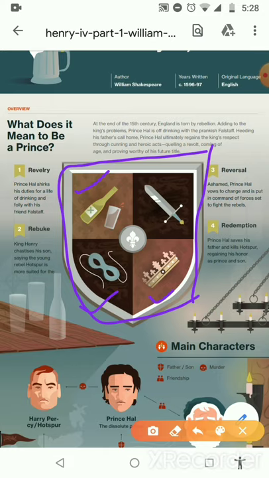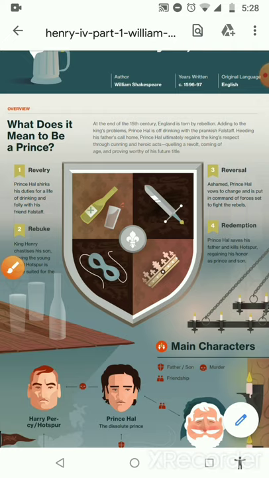At the end of the 15th century, England is torn by rebellion, and adding to the king's problems, Prince Hal is off drinking with the prankish Falstaff, heeding his father's call home. Prince Hal ultimately regains the king's respect through cunning and heroic acts, quelling a revolt, coming of age, and proving worthy of his future life. So these are the lines which signify a quick summary of the play.